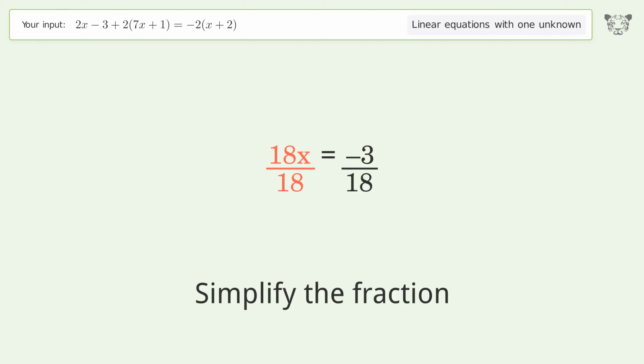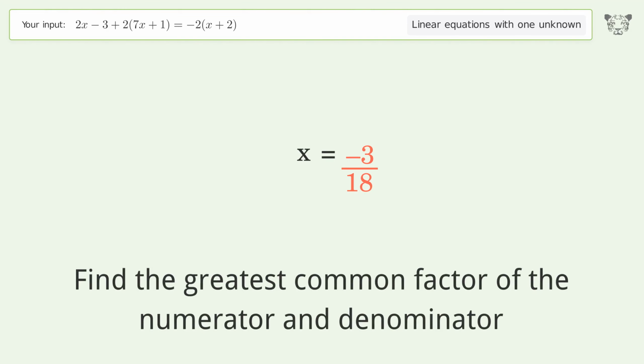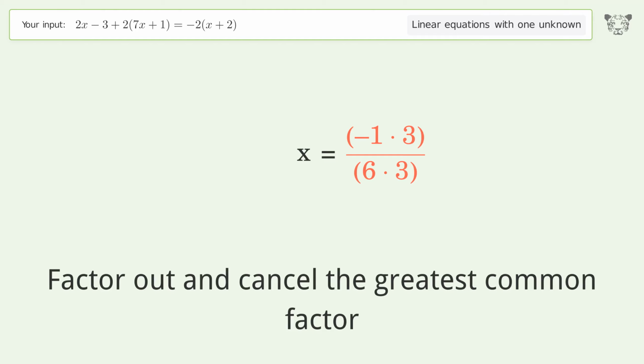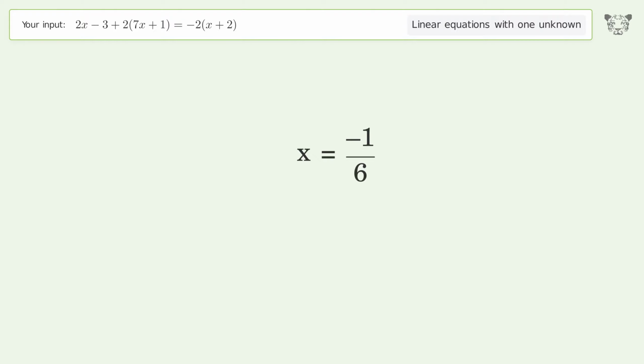Simplify the fraction. Find the greatest common factor of the numerator and denominator. Factor out and cancel the greatest common factor. And so the final result is x equals -1/6.